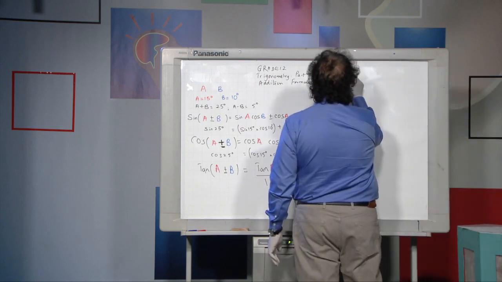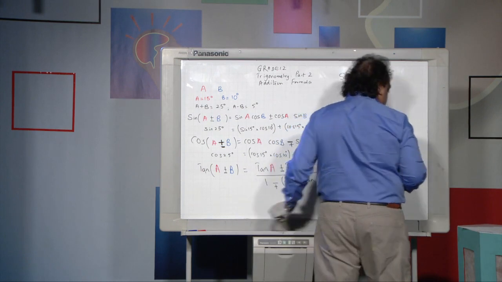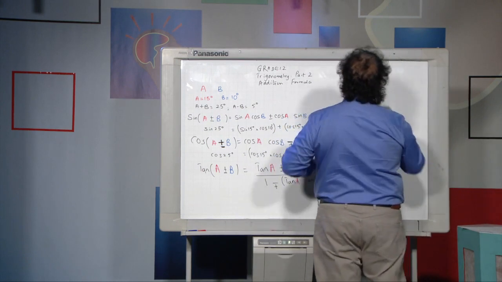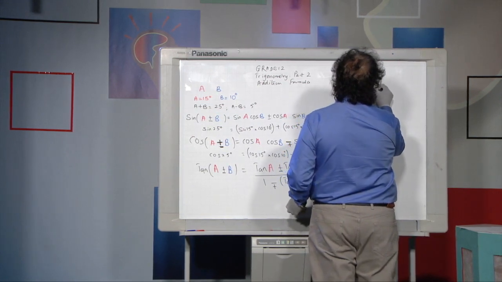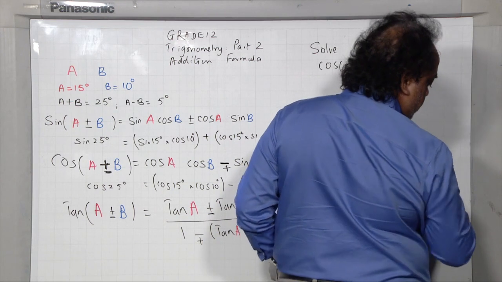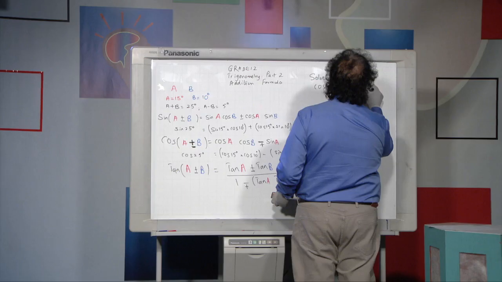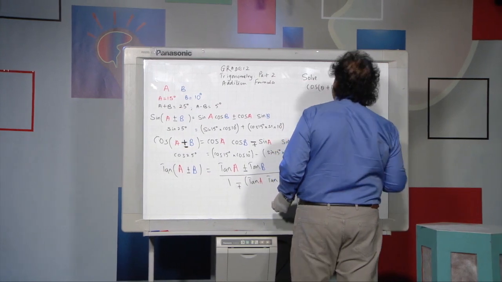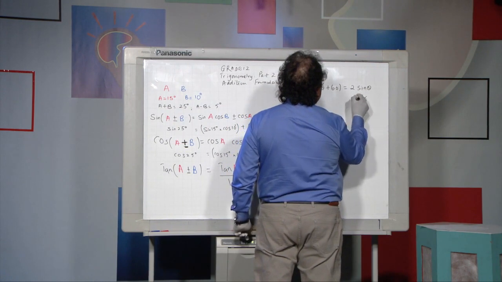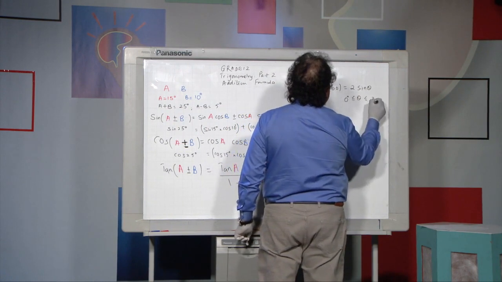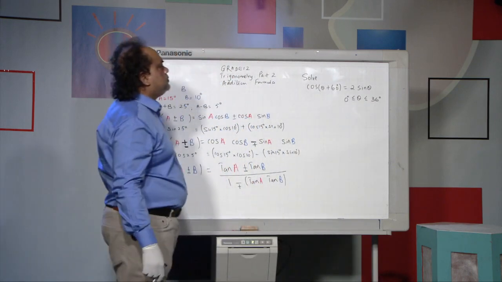First, solve cos of theta plus 60 is equal to 2 sine theta. Find all angles between 0 and 360 degrees that satisfy this equation.